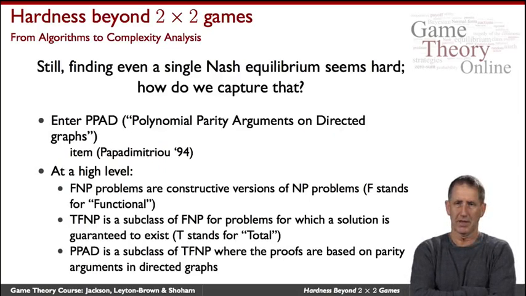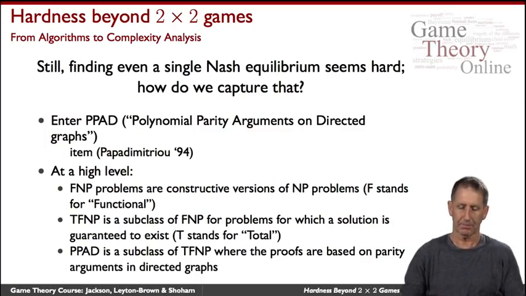So we've seen the algorithms. People have tried very hard to find algorithms computing a sample Nash equilibrium. And it does seem hard. The question is, can we somehow capture that formally within the complexity hierarchy? And for that, we need to introduce some new concepts.